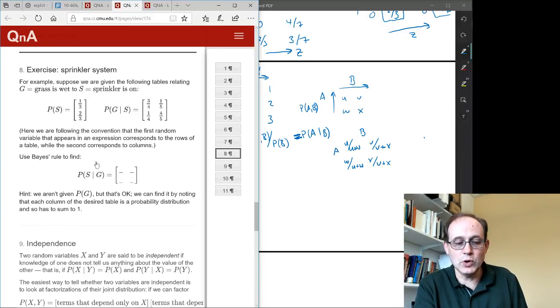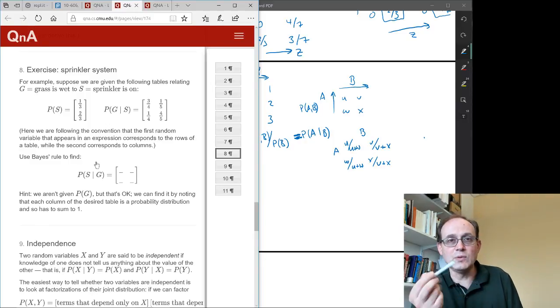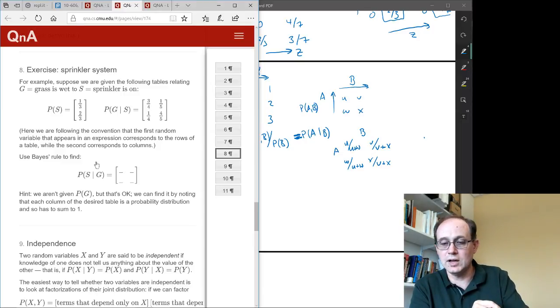Given these two inputs, you can use Bayes' rule to find the values of this table. That's the exercise. Just fill in this table, and we'll discuss how to do it at the beginning of lecture on Wednesday.